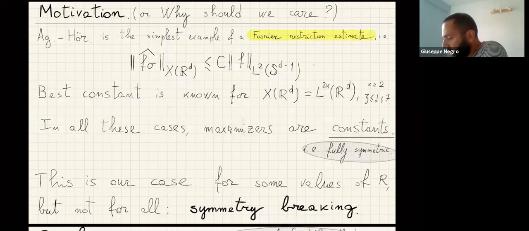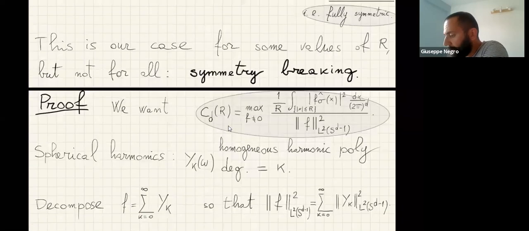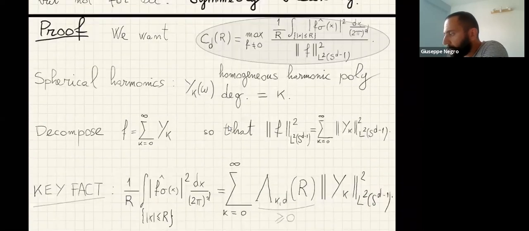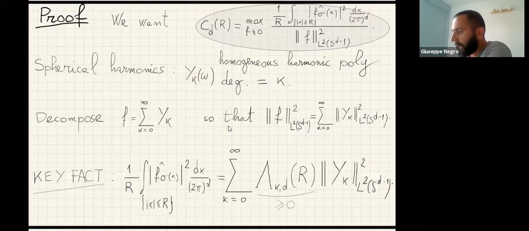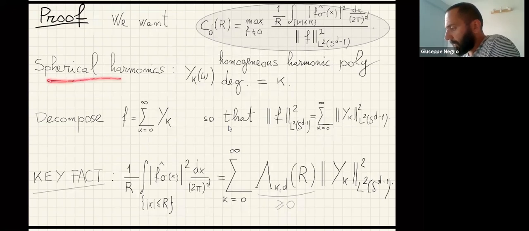Okay, so let me spend a few words about the proof of this result, and I will compute the best constant. And let's see how we manage to compute this constant. We call it the maximum of this ratio. This is a notation I introduced, of course.